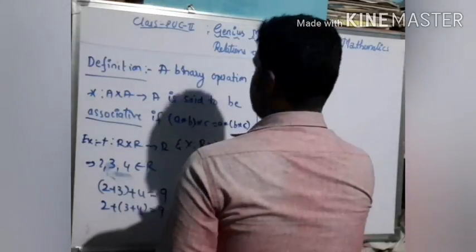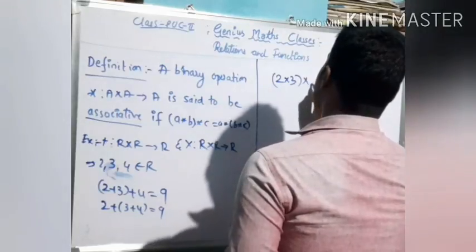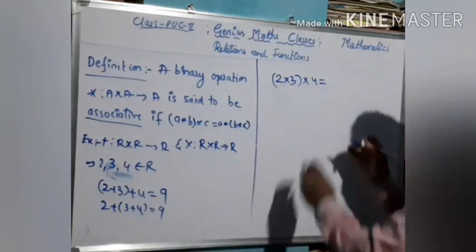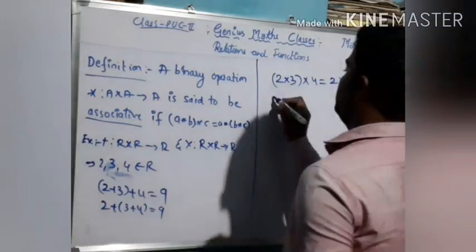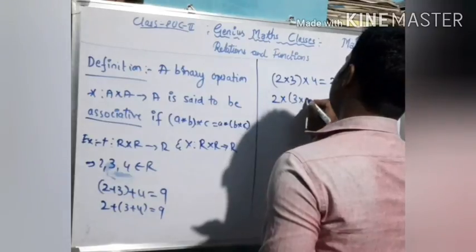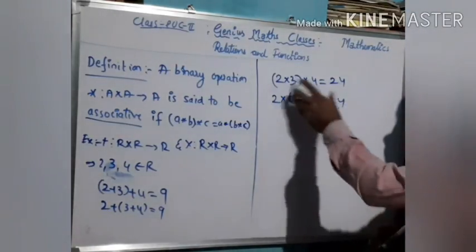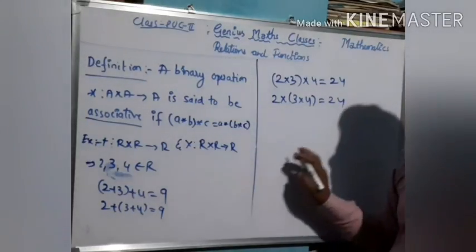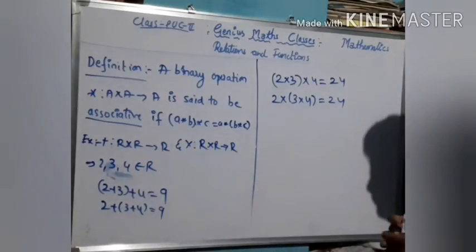Similarly, multiplication: 2 into 3 into 4, which is equal to 2 into 3 is 6, 6 into 4, which is equal to 24. And 2 into 3 into 4 with 3 into 4 first, which also gives you 24. Therefore this is the associative operation. Simple example based on simple numbers on a set.